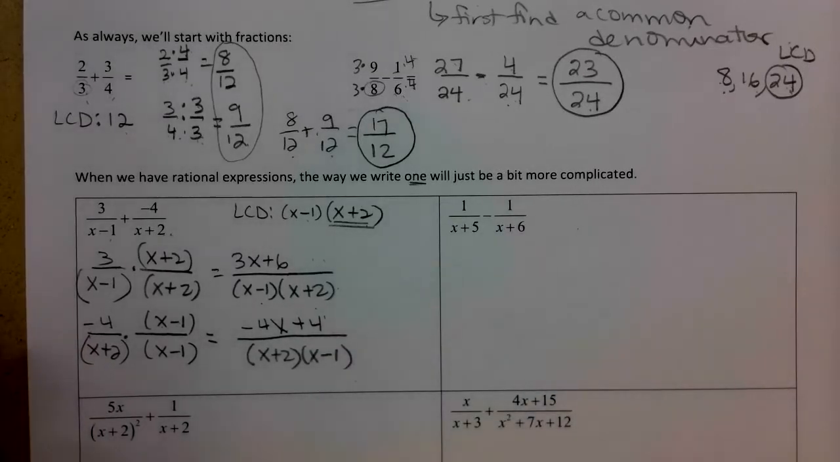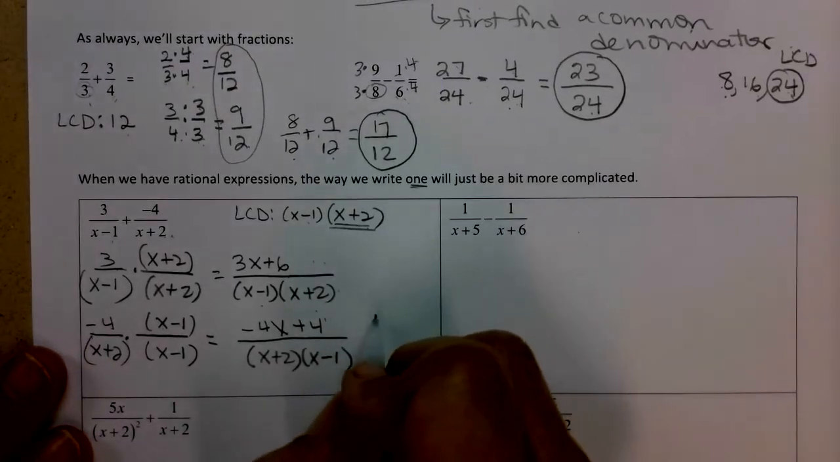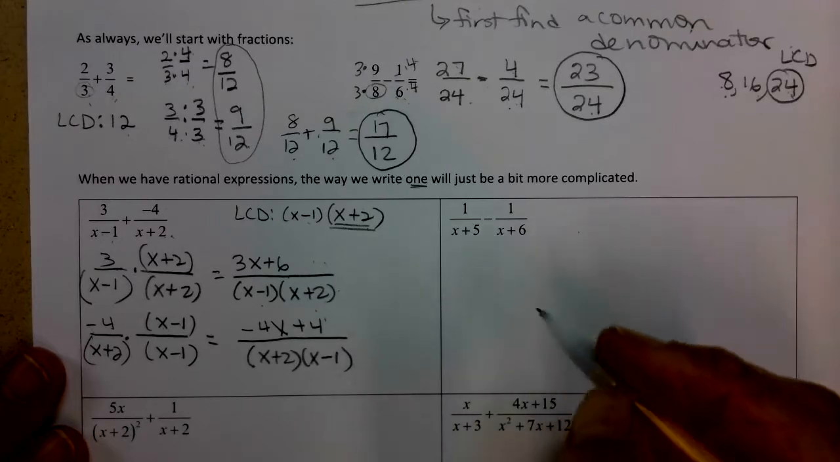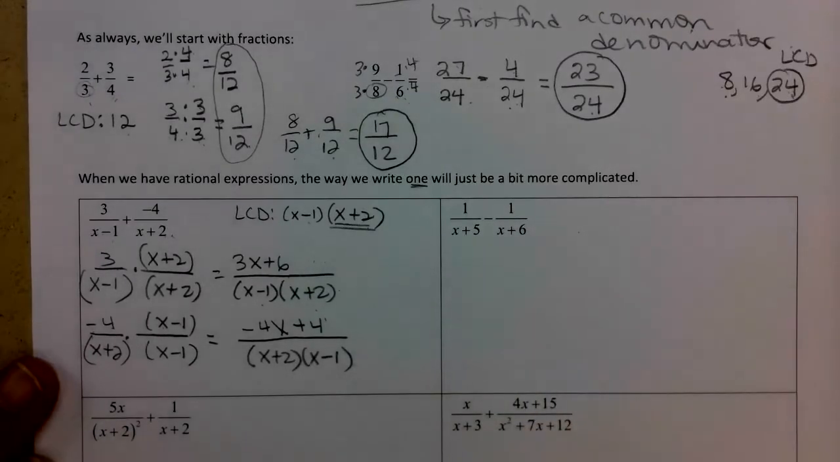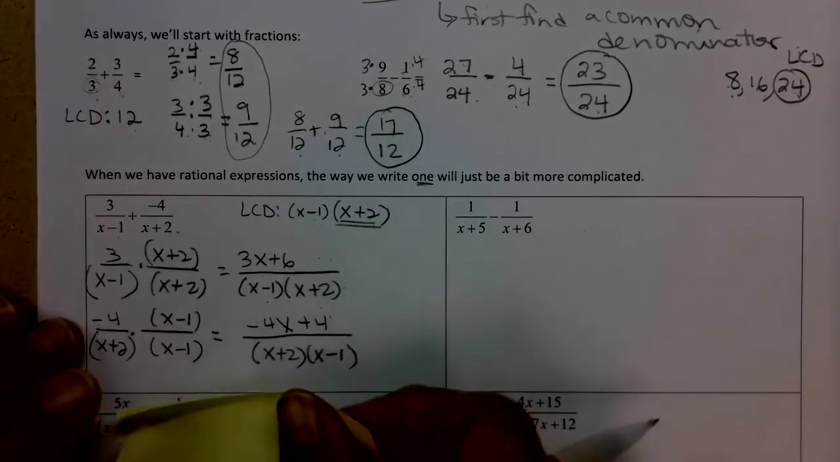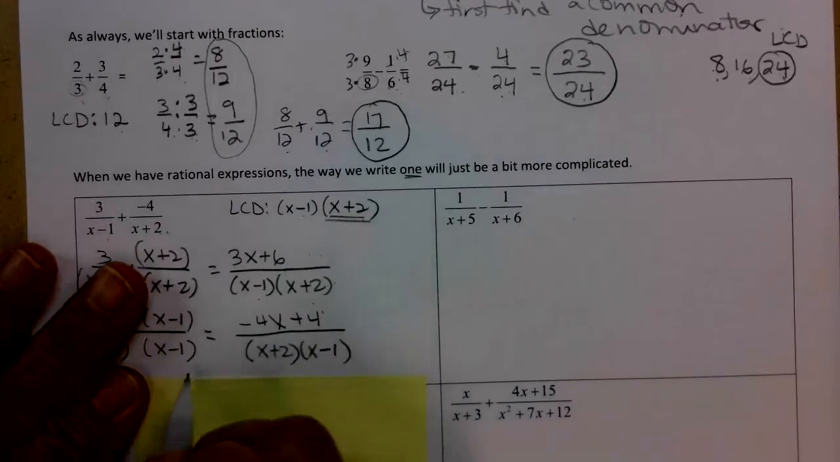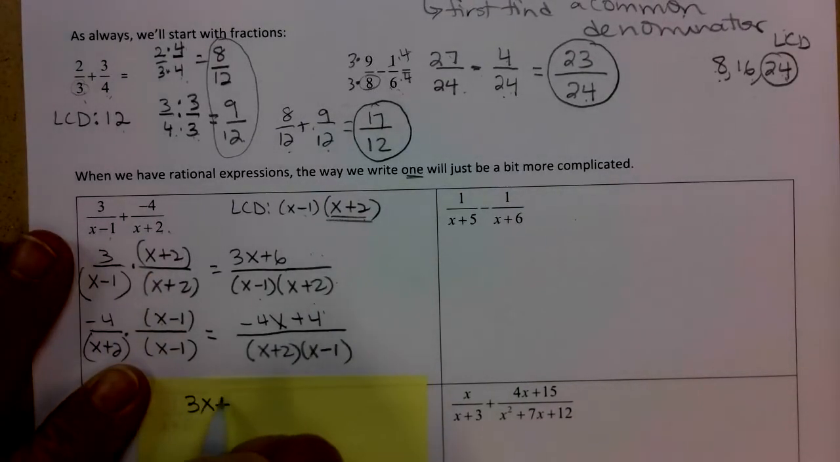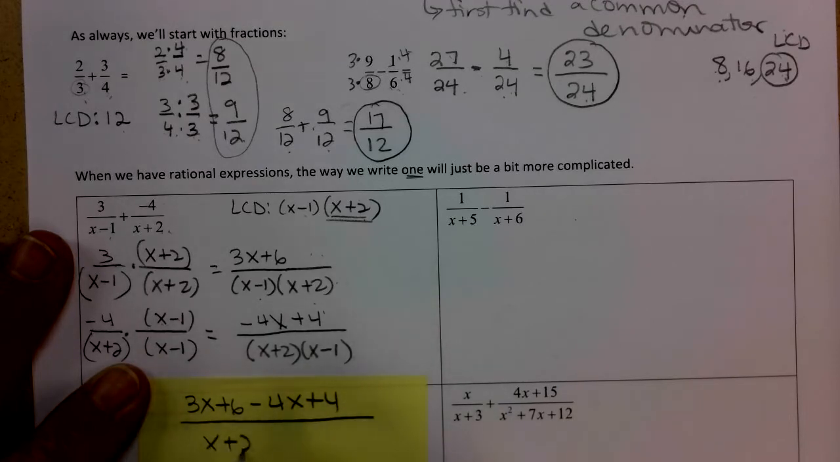You can see I didn't leave myself nearly enough room to do these. I'm so sorry. Hold on, I'm going to grab a sticky so I can finish writing that one out. And then I'll just write the final answer in the box. So I have 3x plus 6 minus 4x plus 4 over x plus 2 times x minus 1.